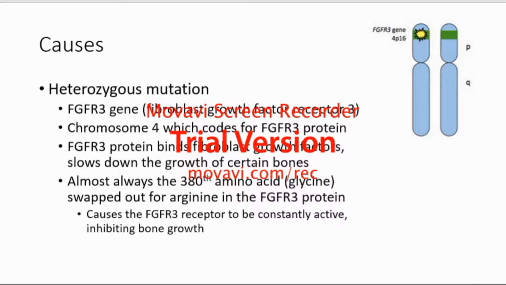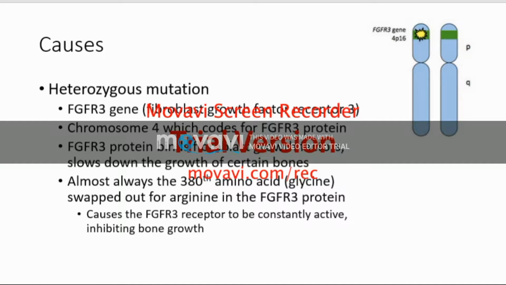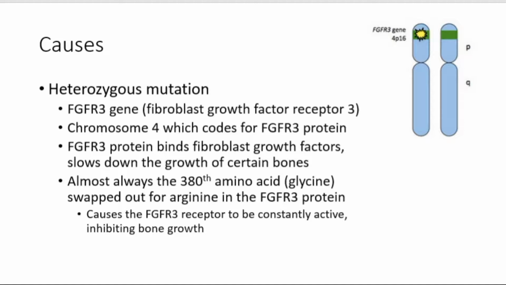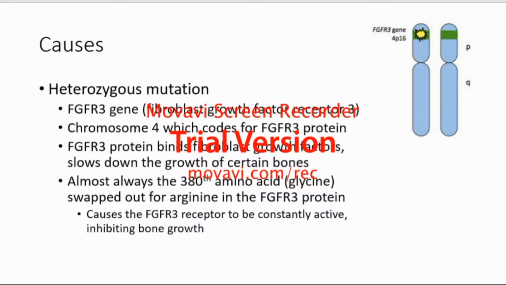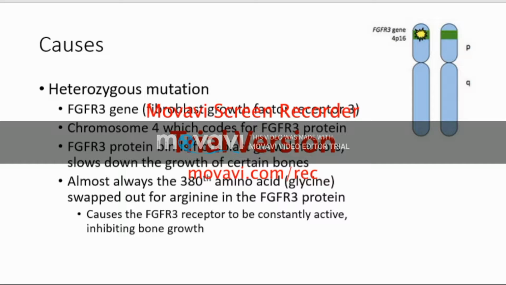The FGFR3 gene is the only gene known to cause achondroplasia, and a mutation on the FGFR3 gene will result in achondroplasia. The FGFR3 gene makes the protein fibroblast growth factor receptor 3, which is involved in converting cartilage into bone. When FGFR3 protein binds to fibroblast growth factors, it slows down growth for certain bones.